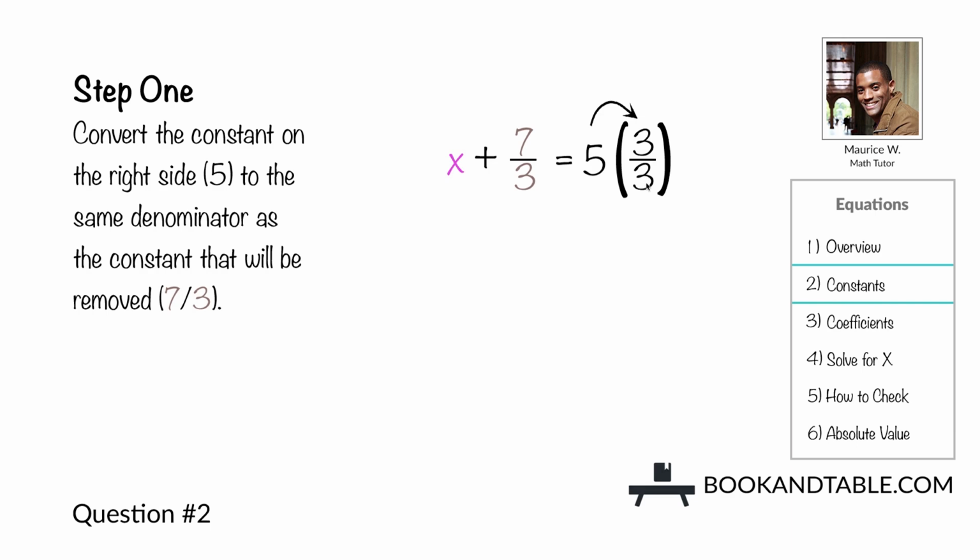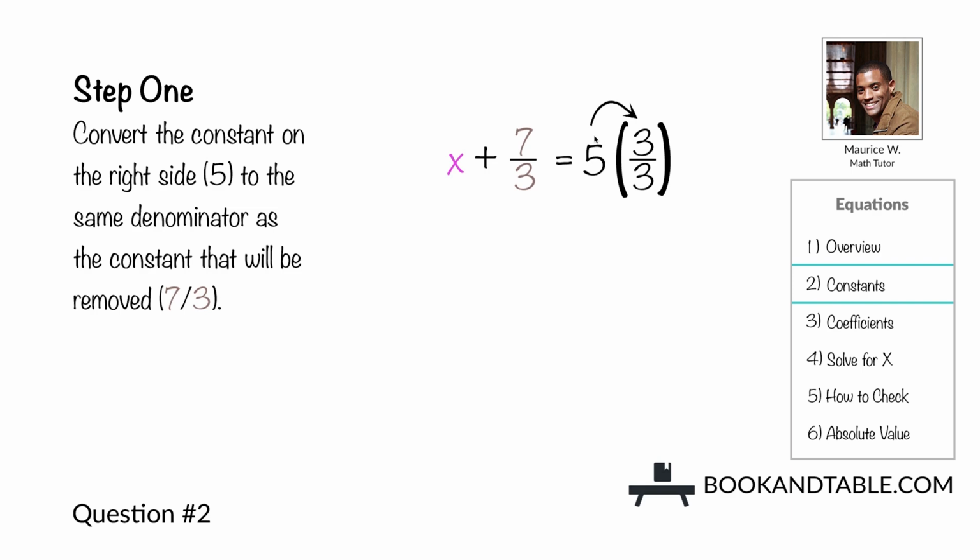So step 1, we want to convert the constant on the right side, which is 5, to the same denominator as the constant that will be removed, which is 7/3. You may remember, to convert a number to a different denominator, you multiply it by that number over itself. 3 divided by 3 is equal to 1. 5 times 1 would still equal 5.